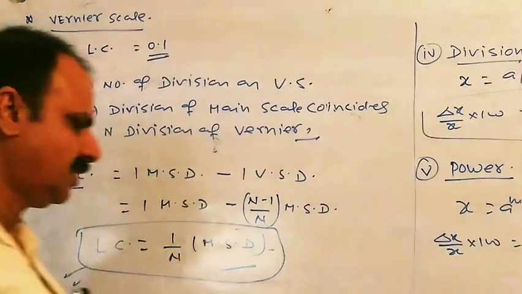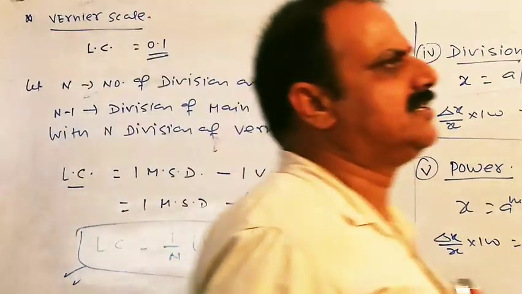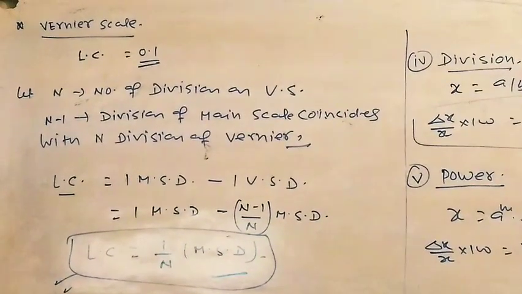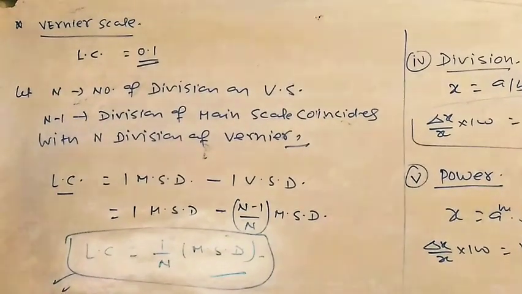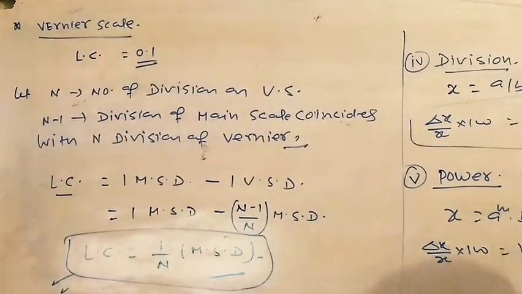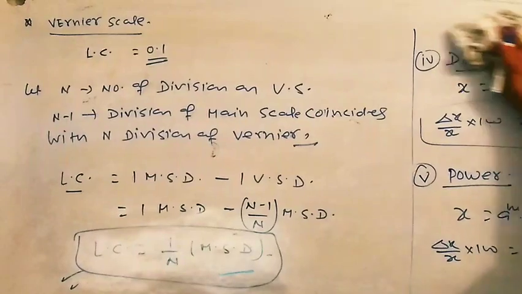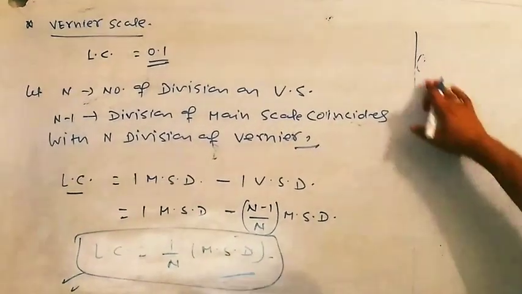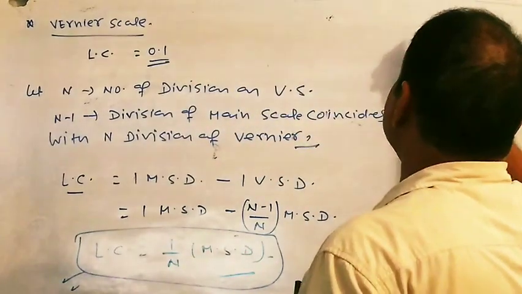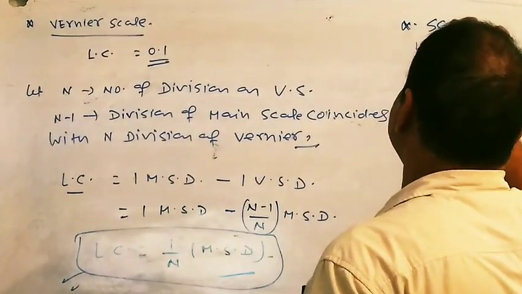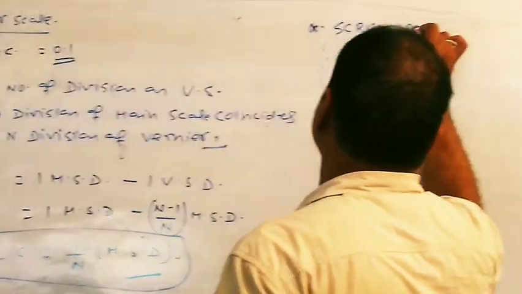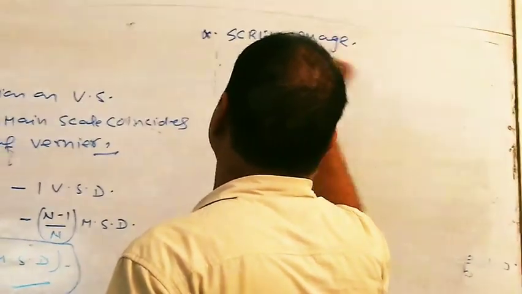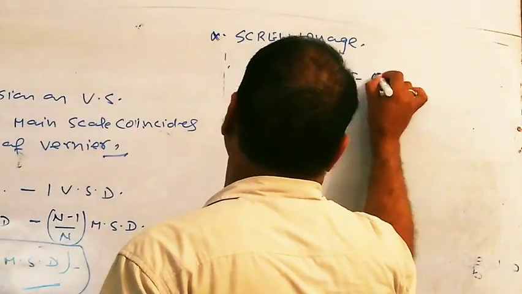ये क्वेश्चन. दूसरा सिंपल सा क्वेश्चन, स्क्रू गेज. यहां से हम लोग लेंथ मेजर करते हैं वर्नियर से, स्क्रू गेज से डायमीटर या रेडियस मेजर करते हैं. तो the least count of a screw gauge: a standard least count of vernier scale 0.1, a standard least count of a screw gauge 0.01.